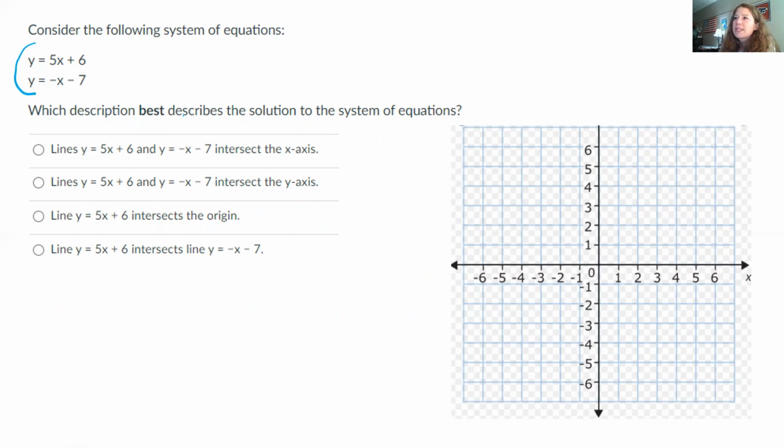Which description best describes the solution to the systems of equations? Well, first of all, I want to show you two different ways. The first way I'm going to show you is I'm actually going to graph this.